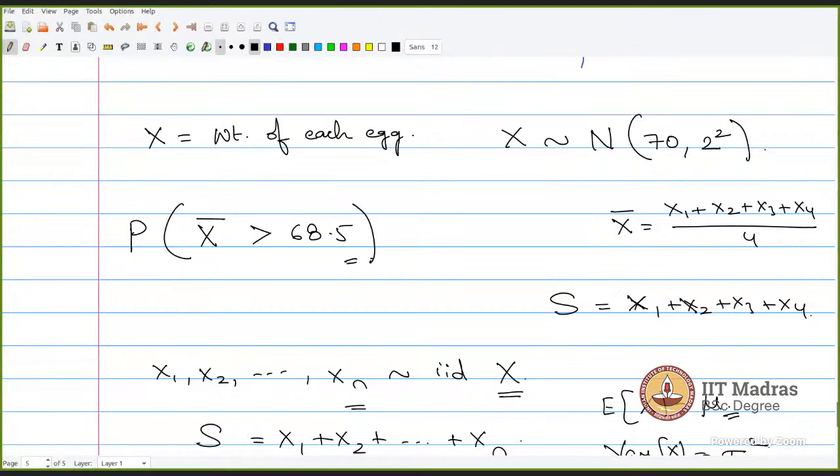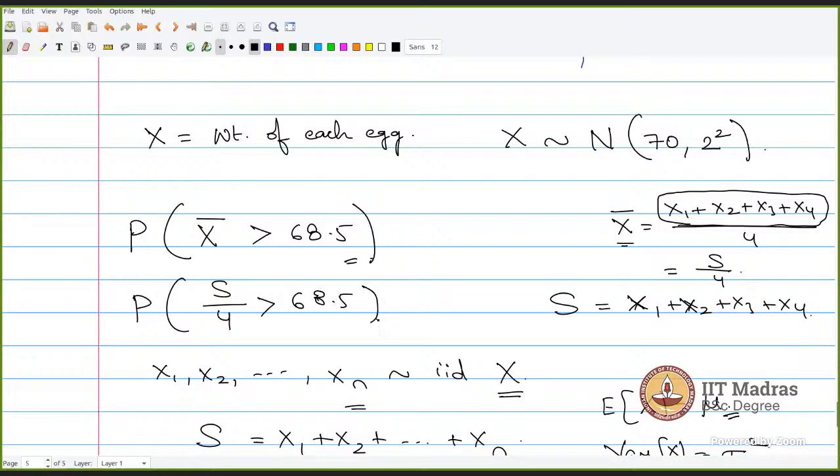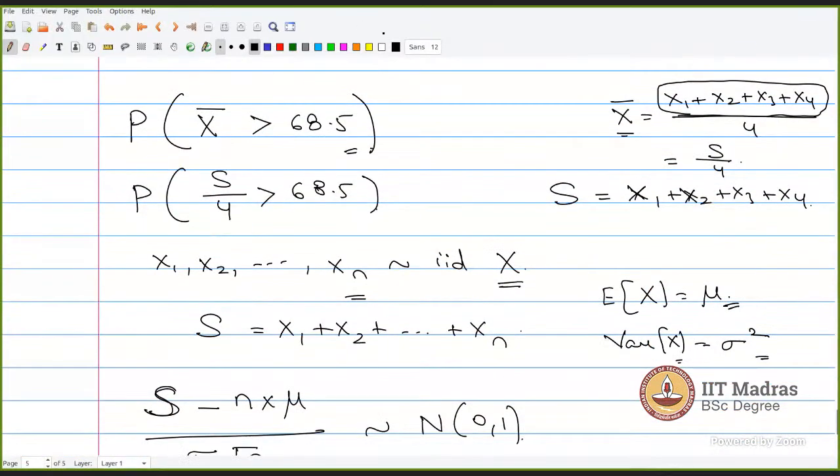Now you see, if I want to write x bar in terms of S, our x bar will be S by 4. So this numerator is nothing but S. Now what I have to find is the probability that, replacing x bar with S by 4, x bar is greater than 68.5.